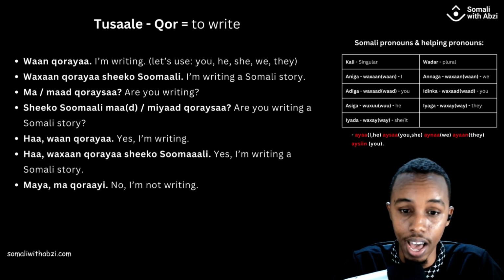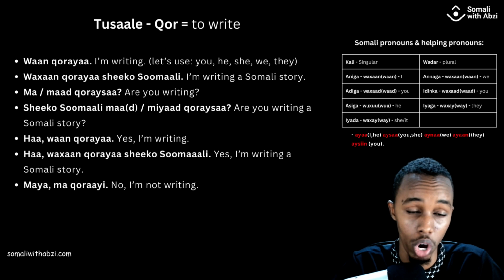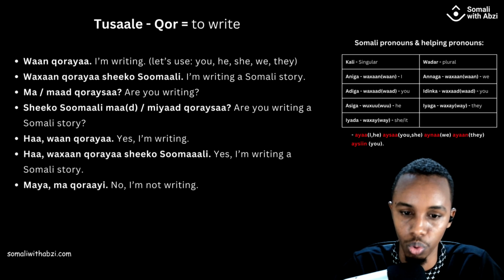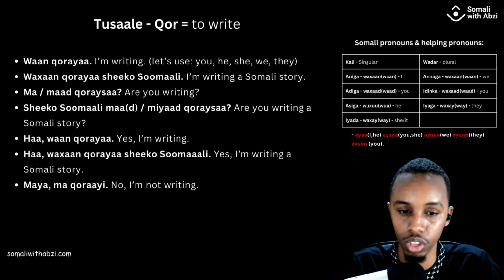The next is haa waxaan qorayaa sheeko Somali. So yes, I'm writing a Somali story. This is a long answer. Please do not say that in real life Somali. Just use shortened ways. Waan qorayaa. Ha, that's very useful. For negative, no, I'm not writing, you can just say maya or ma qoraayi, but don't say that together. Maybe ma qoraayi, maybe maya. Yeah, that's very helpful, I think.